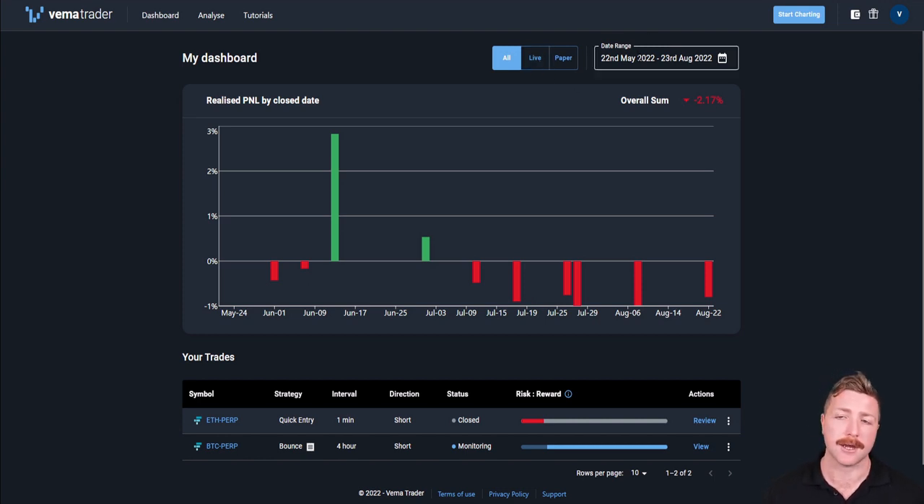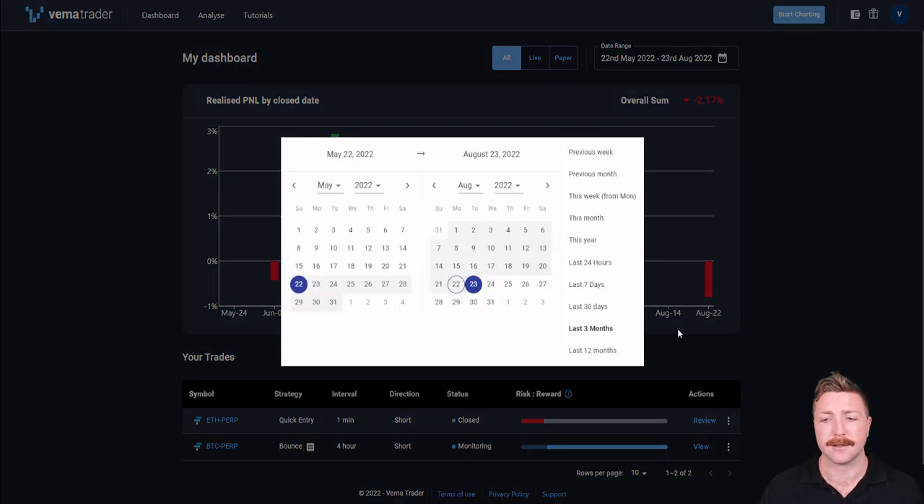The other thing that I can do is I can use a date picker to look at an exact range of trades that I would like to see. So let's say that I just wanted to look at all the trades I had taken in the last 24 hours, right?